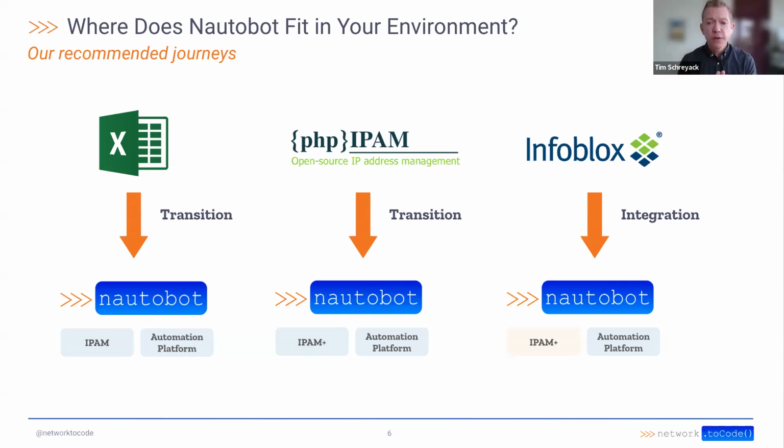Over on the Infoblox side, this is an example where we often see integration with Nautobot and Infoblox. Infoblox provides DDI functionality, that is DHCP, DNS, and IPAM. Nautobot does not provide those first two functionalities, DHCP and DNS. So in that case, what we often see clients doing is integrating Infoblox with Nautobot. The reason they're doing that is to get a harmonious view of the data in their environment. So we want to ingest that data from Infoblox into Nautobot, as well as take advantage of the automation platform that Nautobot provides.